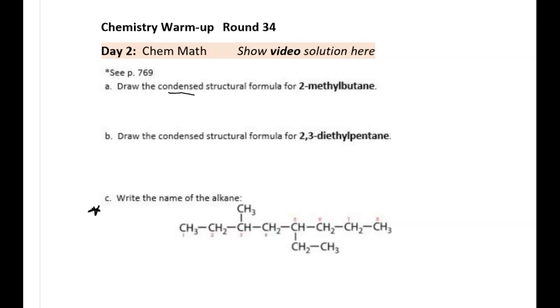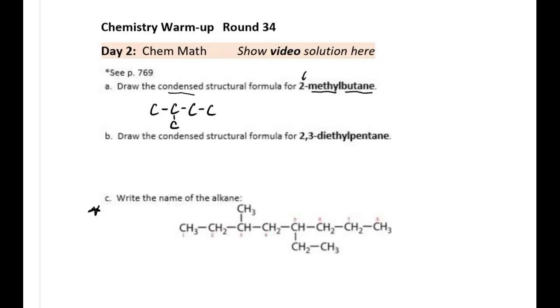So the parent chain of this molecule is butane, a 4-carbon chain. So we'll make 4 carbons connected with dashes. There is one branch on this parent chain. That branch is called methyl, and it's attached to the second carbon on the chain. Methyl is a 1-carbon branch. So at the second carbon, we'll connect a branch on there that has 1 carbon in it.